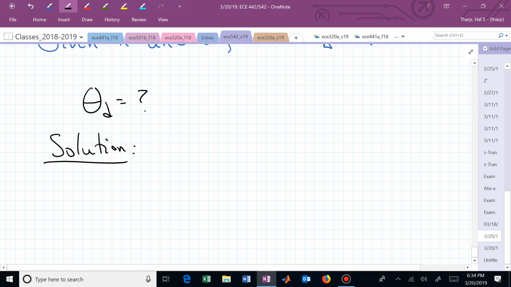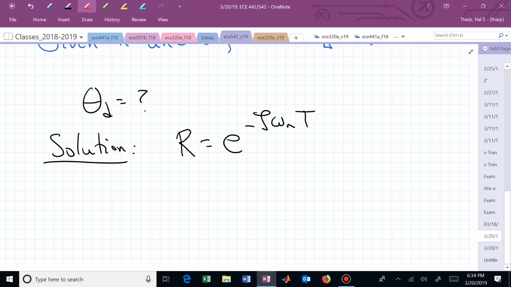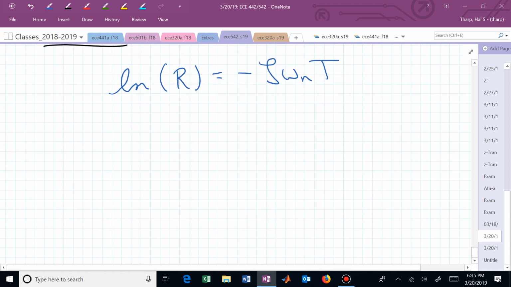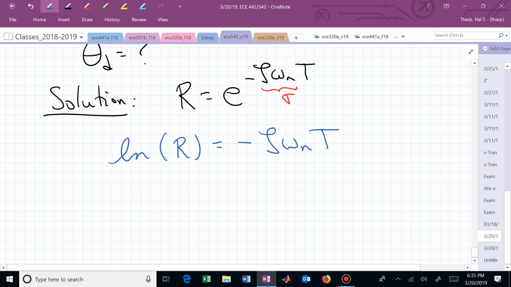So now let's find analytically the connection. R is now e to the minus zeta omega sub n t. This is sigma, so you could see that as e to the minus sigma t. If we take the natural log of both sides, the natural log of capital R, our radius, is equal to minus zeta omega sub n t. Or we can solve that for omega sub n t. Now you kind of have to just believe, what the world is he doing? Well, it'll make sense in a minute.